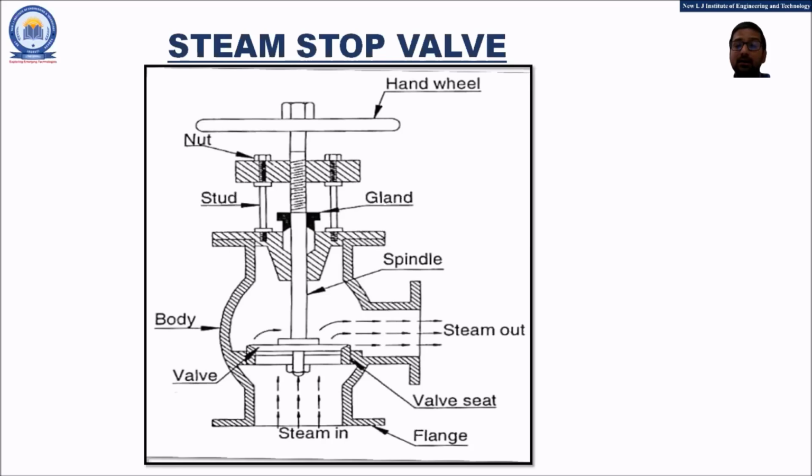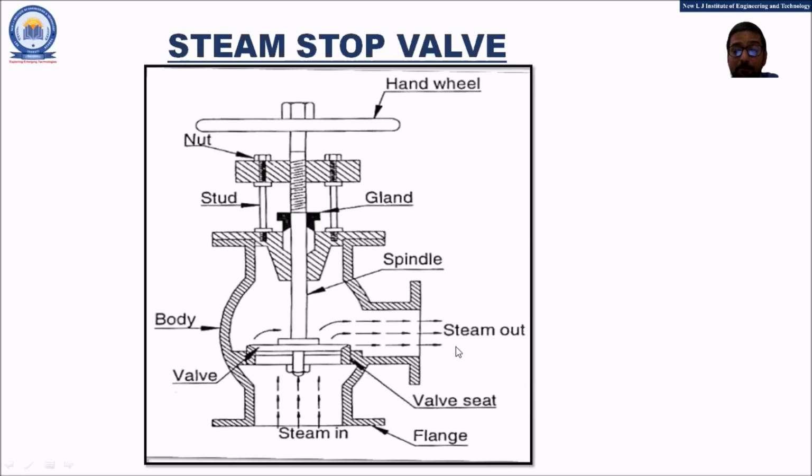In case when the flow needs to be stopped or regulated, the boiler operator will again move the hand wheel. Now the spindle will be moving downwards. With the movement of the spindle in the downward direction, the valve will be seated on the valve seat. So now there is no space for the steam to enter the body. So the steam cannot enter the body, and at the outlet of the valve there will be no steam moving out.